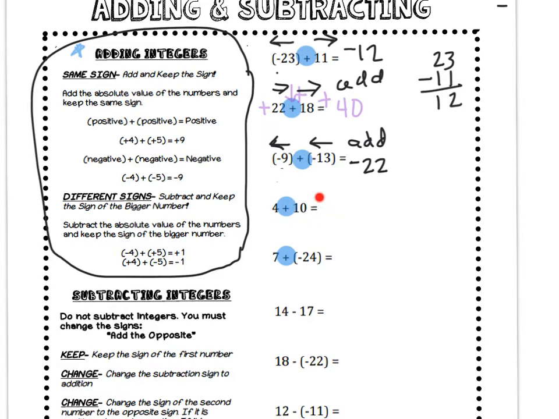All right, so let's look at this one. We have a positive 4, and we're adding to it 10. Those are both positives, so that means I would both be going this direction. So I'm going to add. By the way, I didn't write subtract by this. So I'm going to add 10 plus 4 is 14. They're both positive, so I'm going to have a positive answer.